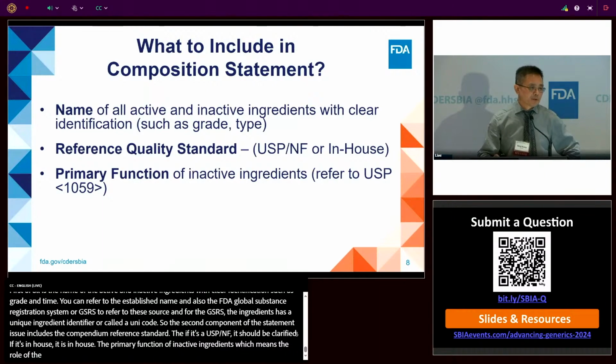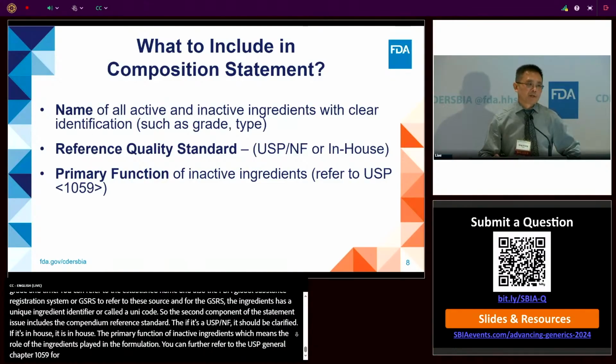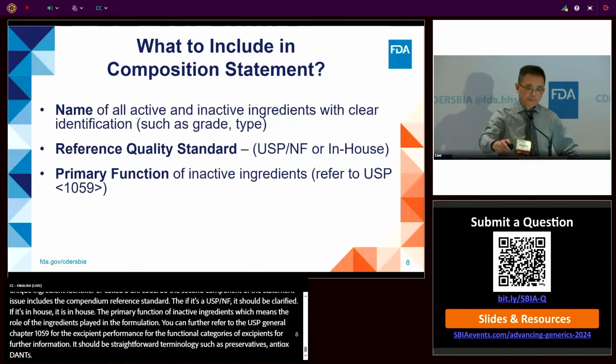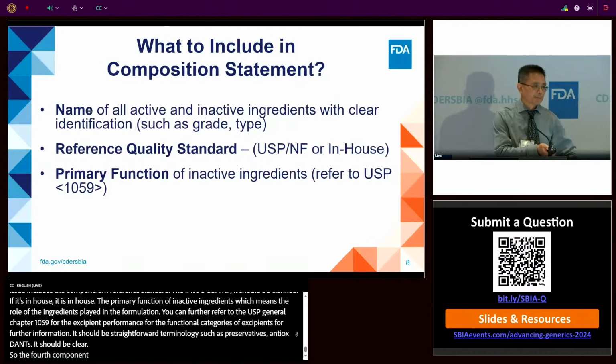You can further refer to the USP General Chapter 1059, Excipient Performance, for the functional categories of the excipients for further information. It should be straightforward terminology such as preservatives, antioxidants, buffering agent, or salt-forming agent, etc. It should be clear. So the fourth component is the quantity of each ingredient.